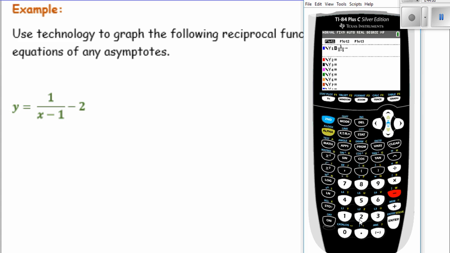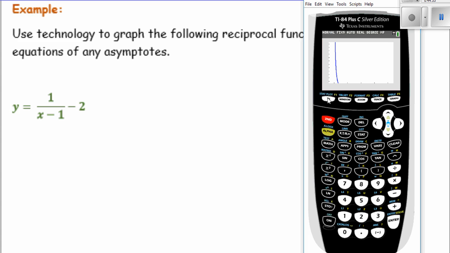You could just go to graph or you could adjust your window. Does anyone have any ideas? I know why, but anyone want to guess what I need to do to get rid of this scatter plot that's interfering? Yep, second stat plot. I've got a plot on, so I need to switch it off. It's all because I had a scatter plot. So second y equals, it's a stat plot.